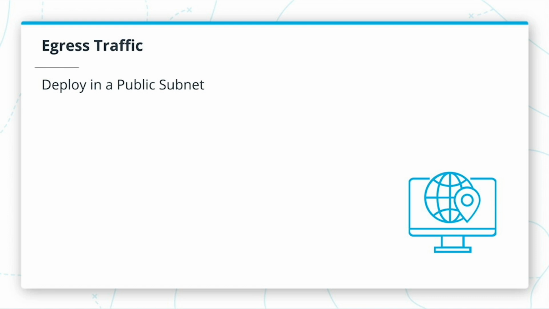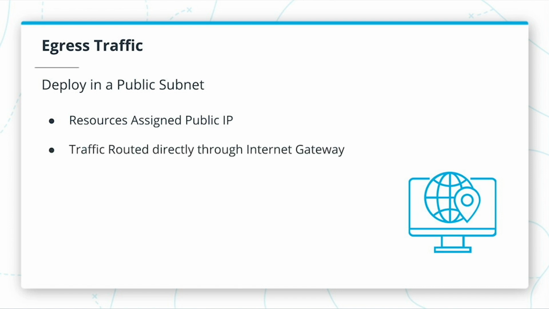AWS provides a few different ways to connect to the internet from our VPC subnets. Resources deployed in a subnet can be assigned public IP addresses and will have internet-bound traffic routed through an internet gateway. A subnet that has internet-bound traffic routed to the internet gateway is referred to as a public subnet. From a security perspective, it is not practical to deploy all application resources that require internet connectivity into a public subnet. This widens the attack surface and leaves the environment open to exploitation.